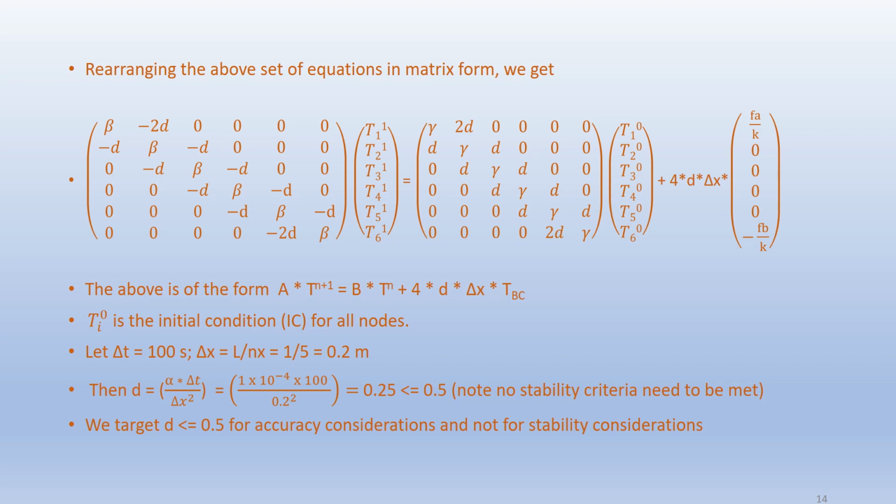Let delta t equals 100 seconds, delta x equals L over nx equals 1 over 5 equals 0.2 meter. Then the diffusion number d equals alpha times delta t by delta x square equals 1 times 10 power minus 4 times 100 by 0.2 square equals 0.25, which is lesser than 0.5. In this case, we don't need to comply with stability criteria. We still target d lesser than 0.5 for accuracy considerations, not for stability considerations.